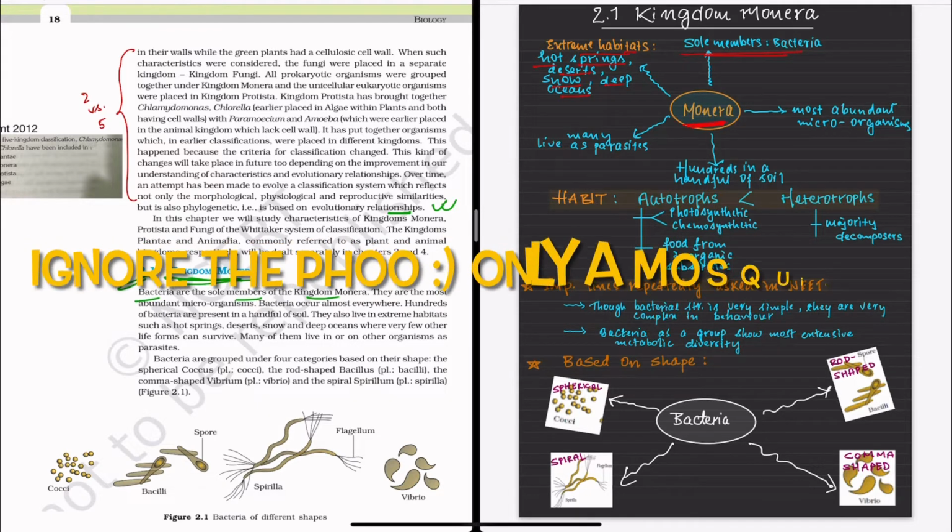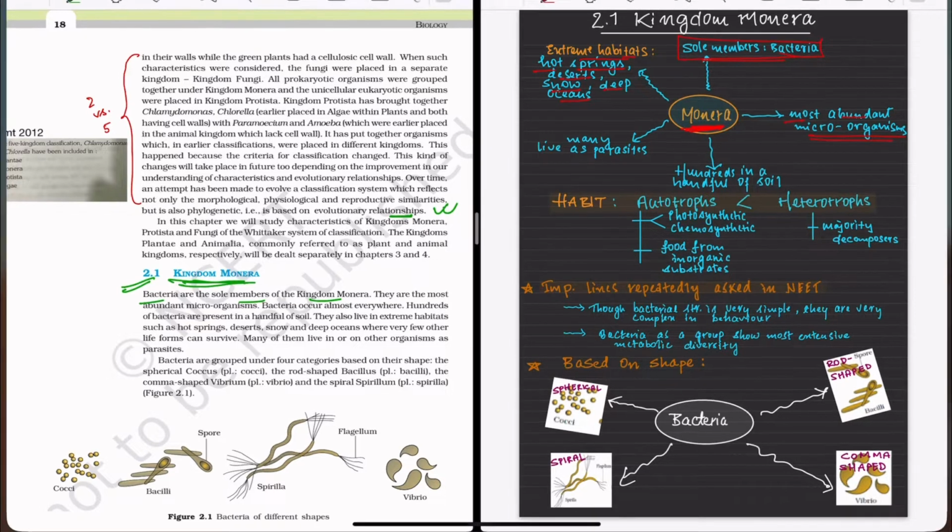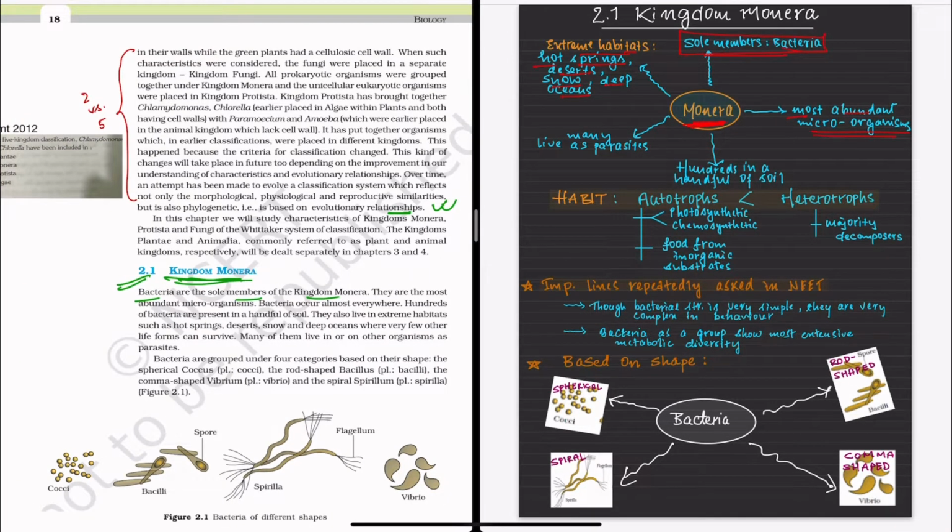So this kingdom Monera, its sole members are bacteria. It lives in extreme habitats. Now we have to rote learn it: hot springs, deserts, snow, deep oceans. It is found in every place imaginable as well as unimaginable. Most abundant microorganisms, the Monera are most abundant. We have learned from childhood, a handful of soil has hundreds of these organisms. Many live as parasites, both as ecto and endo.